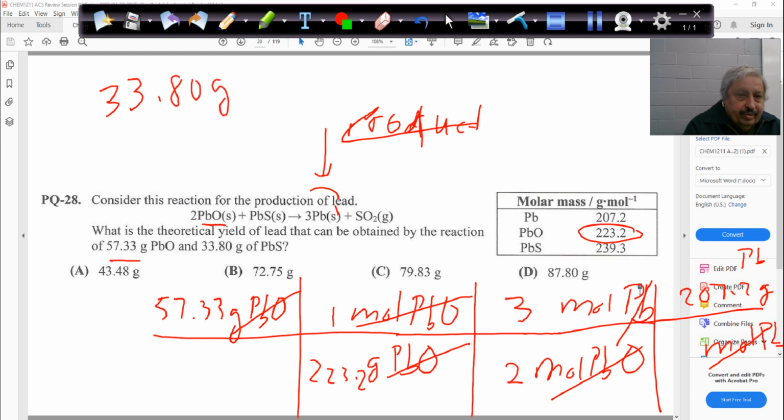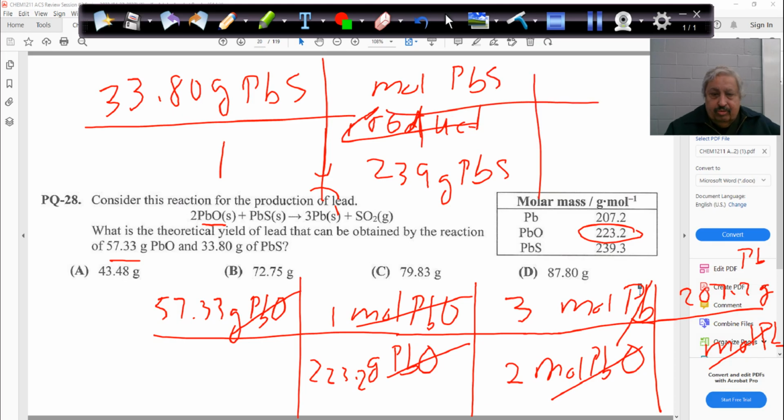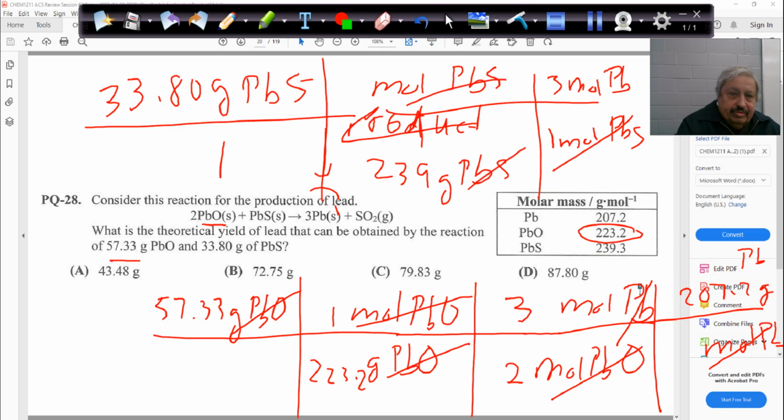33.80 gram of lead sulfide. You multiply it by the molar mass of lead sulfide, 239 gram of lead sulfide per mole of lead sulfide. You go to the mole ratio. Here you have 3 mole of lead, to how many of the lead sulfide? To 1 mole of lead sulfide. Mole cancels out, grams cancels out. You have 3 moles of lead.